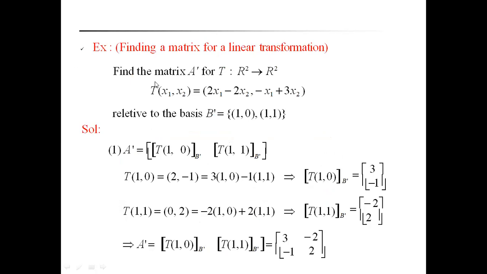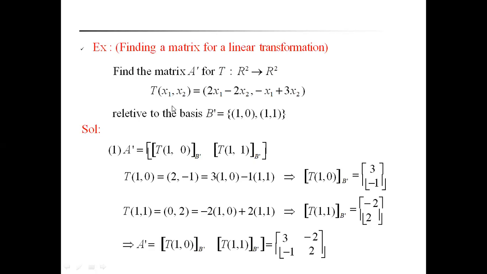Now let us discuss the example for the matrix of A dash relative to the B dash, finding a matrix for a linear transformation. Find the matrix A dash for T from R square to R square, T of (x1, x2) is equal to (2x1 minus 2x2, minus x1 plus 3x2), relative to the basis B dash equal to {(1, 0), (1, 1)}. Here, find the matrix of A dash relative to the basis B dash.